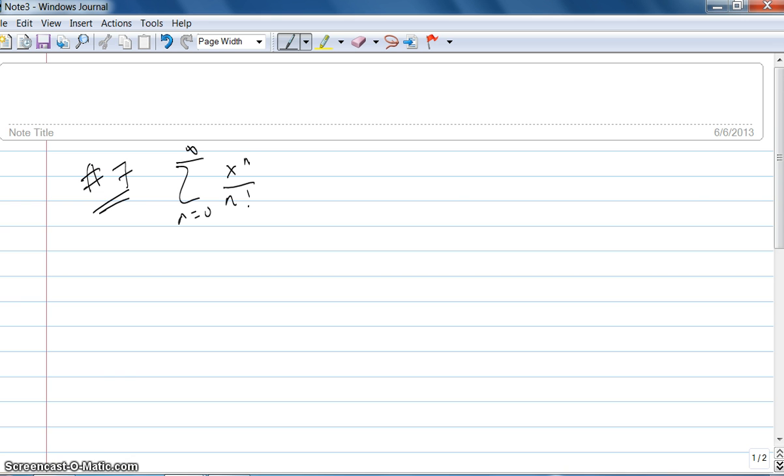Okay, continuing on in section 11.8. This is number 7. Same command in the problem: find the radius of convergence and the interval. Okay, so we'll proceed the same way as we did before. The x here, I recognize that 0 makes that convergent.